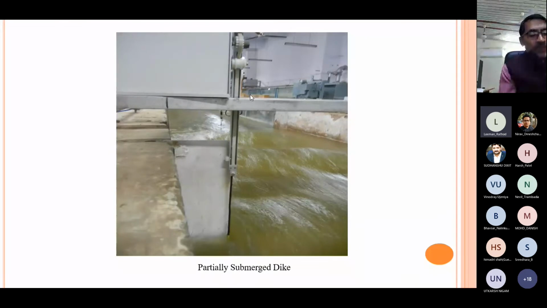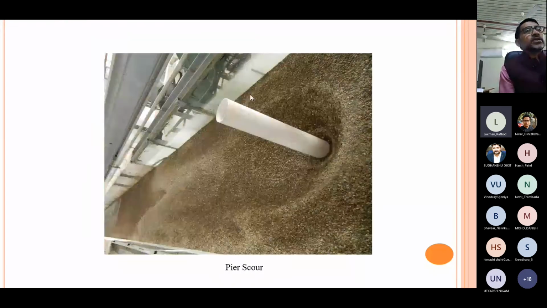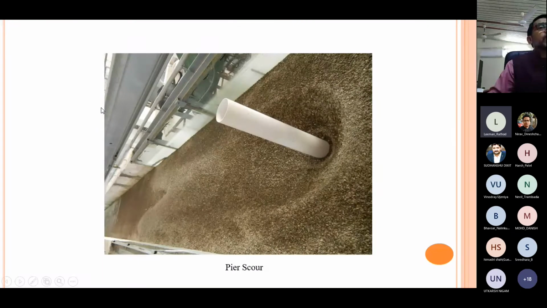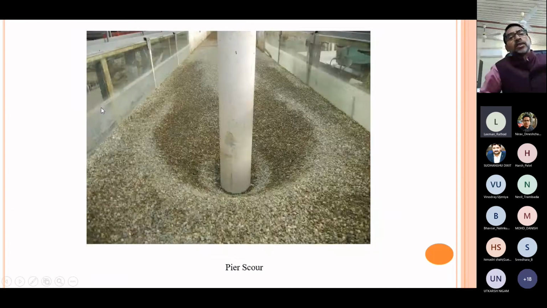But deposition is probably available in this picture only. See, this is a sand gravel mixture, and you can see this dome, or rather hump or bund. You can say one bund is made here of these particles which are removed from here. They are getting deposited here. Similarly, in this pier scour and all this.